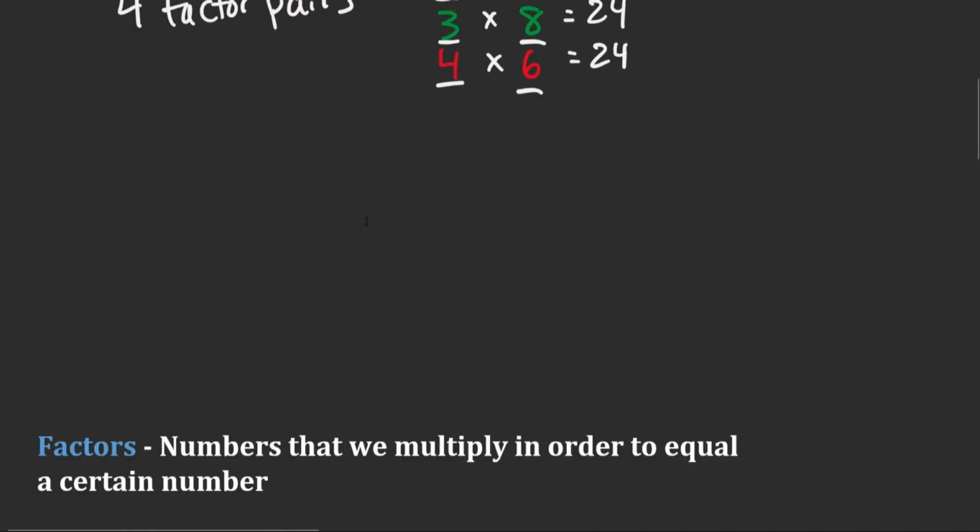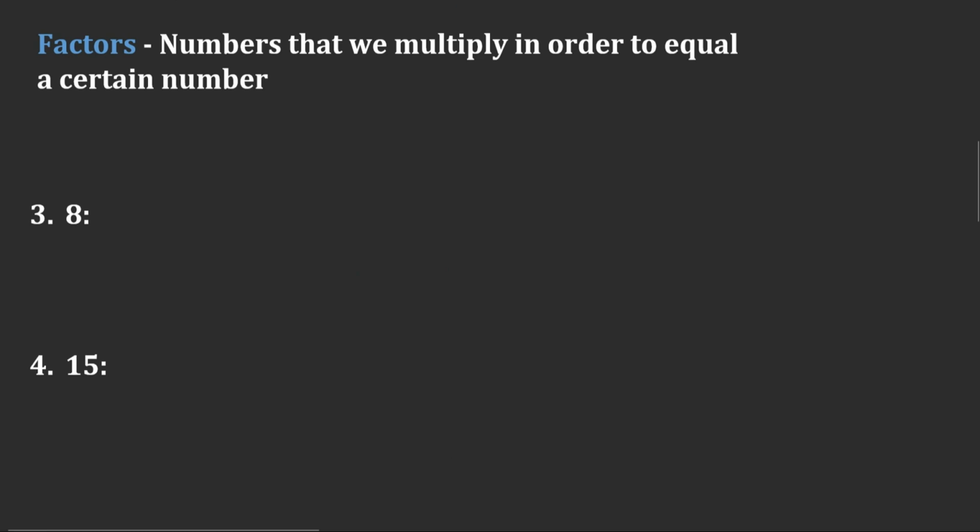Now I'm going to scroll down because I have a couple for you to try out. I still have the definition up there. Factors are the numbers that we are multiplying in order to equal a certain number. Well, here are a couple options for you to try out. Please find the factor pairs of 8 and of 15. Just like in other videos, I will show the answer in just a few moments.